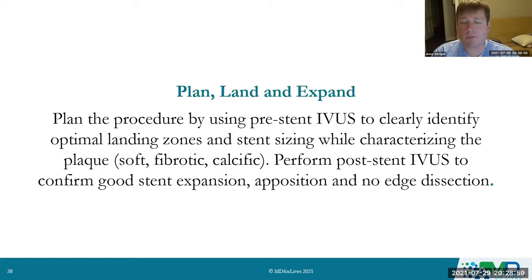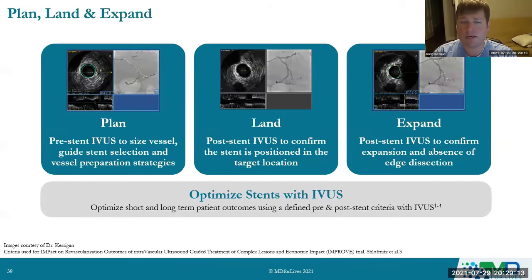One of the mnemonics being promoted by Philips, one of the companies that makes it, is plan, land, and expand. So use IVUS to plan your stent, use IVUS to make sure you land the stent in the right spot, use IVUS to make sure you're fully expanded. And that requires the use of intravascular imaging before and after stent implantation, and to make sure that there are no complications, no edge dissections, and that everything is done well.